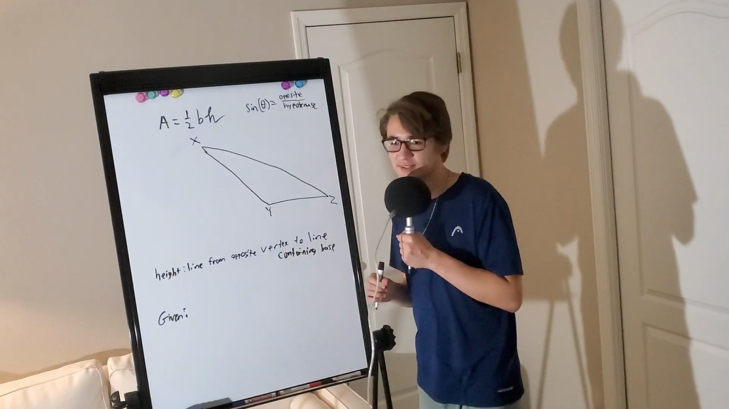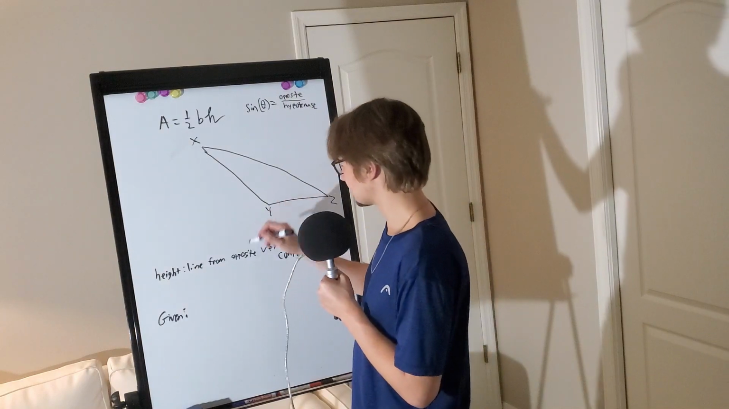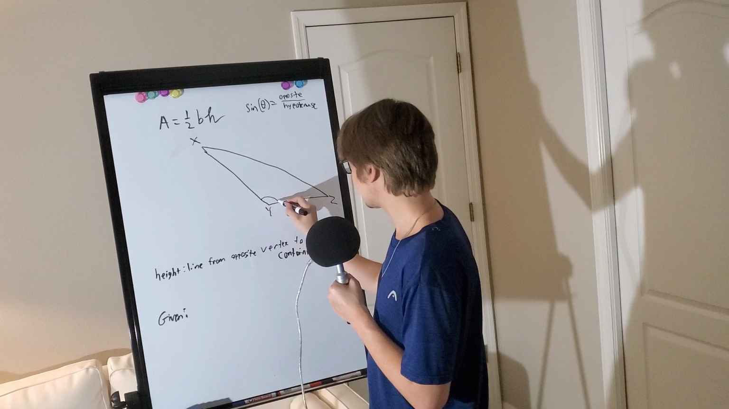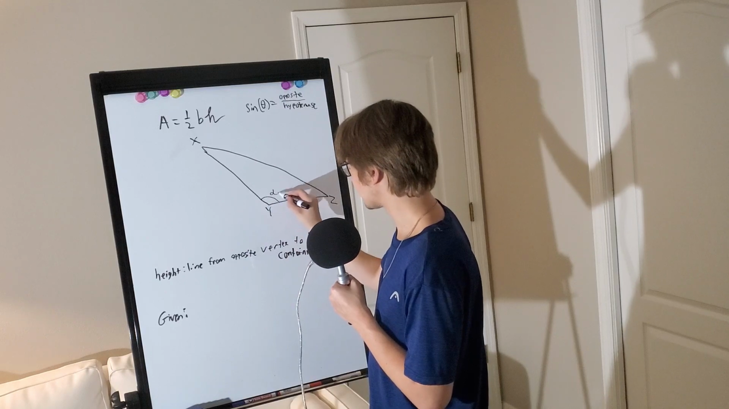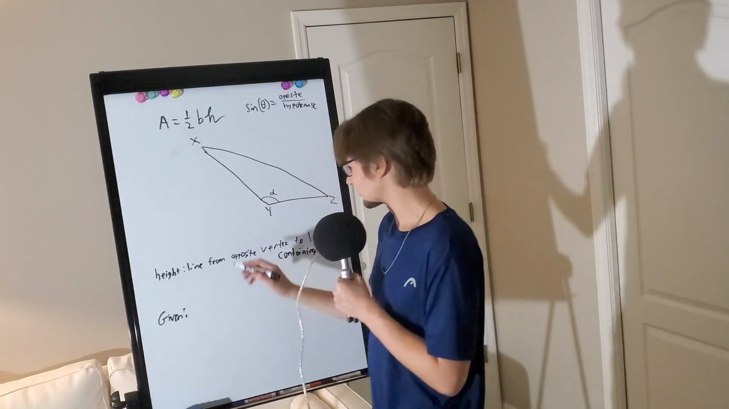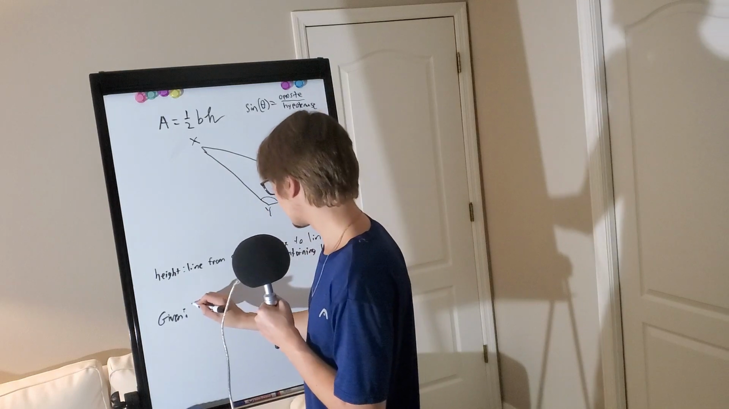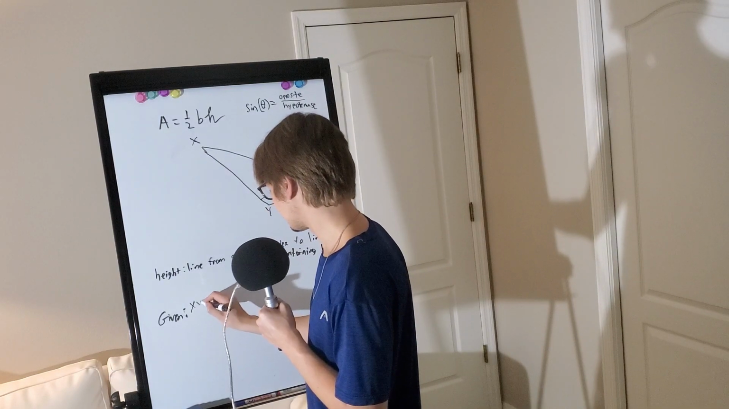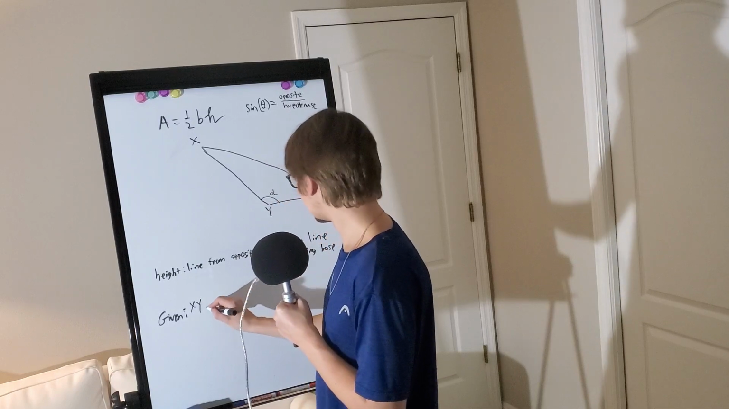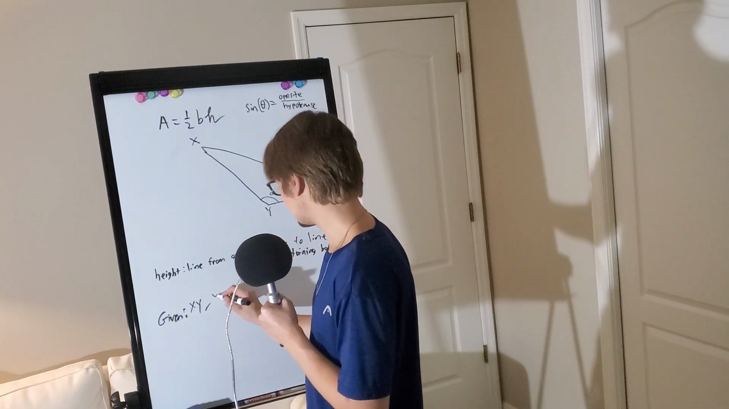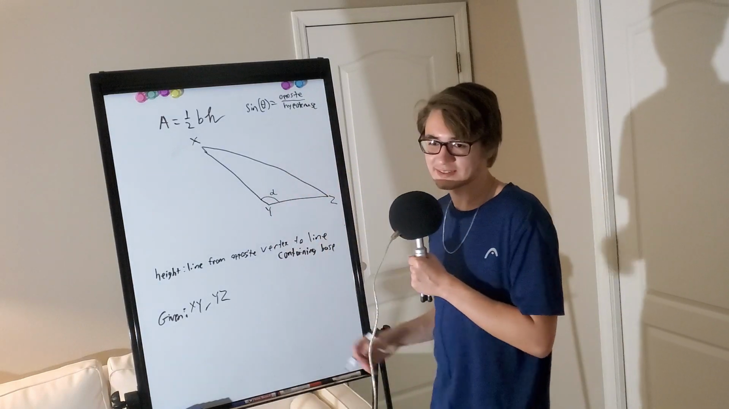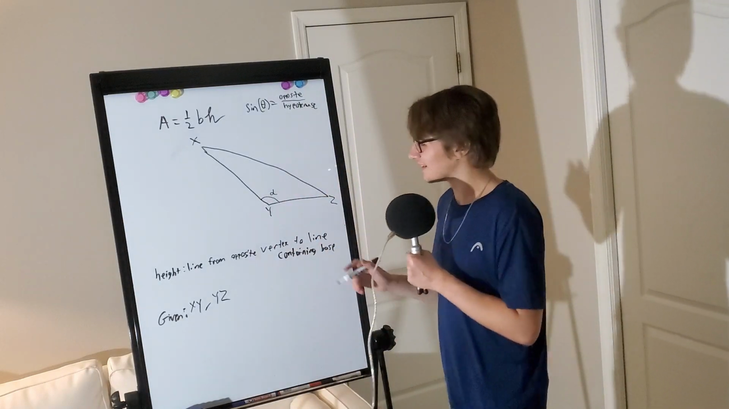All right, so let's try to do something similar with this triangle right here. Let's just say we're given this angle as our alpha, right? And then we're also given the length of XY and the length of YZ. Let's find this area.